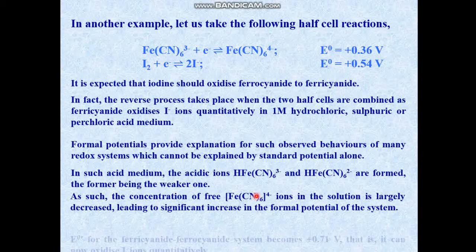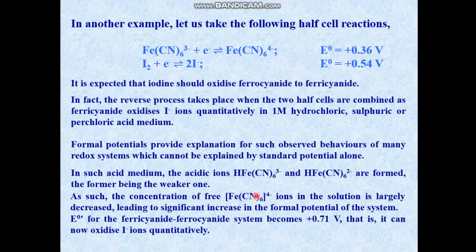So the E0' for the ferrocyanide system increases. It becomes plus 0.71 volt, that is, it can now oxidize because it is now more than plus 0.54 volt. So it can easily oxidize iodide ions into iodine. That means it can liberate iodine.